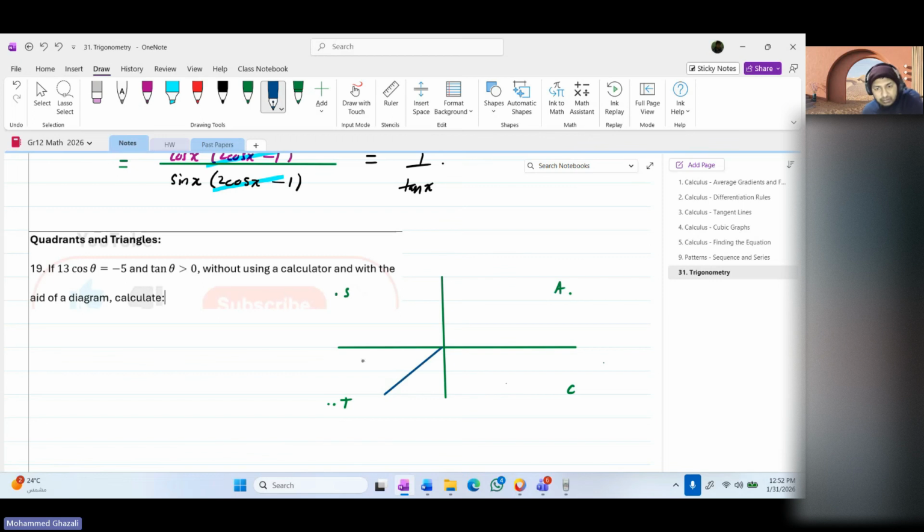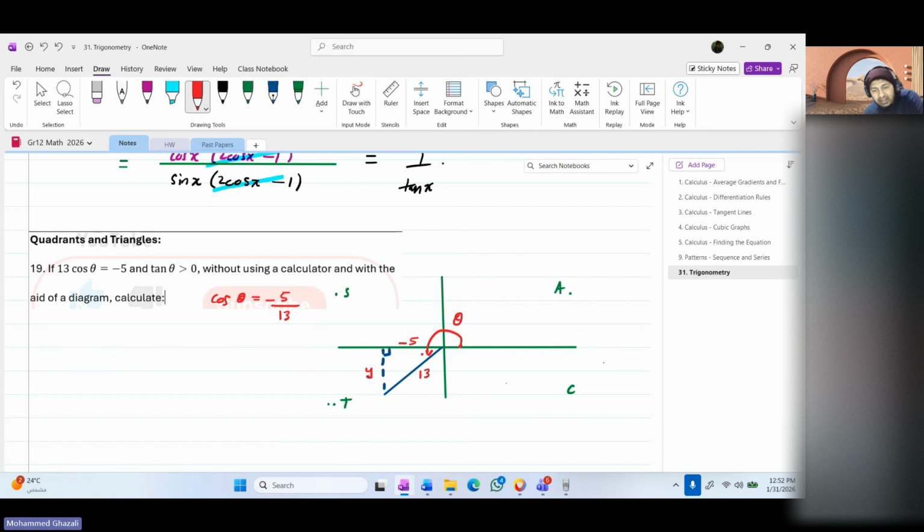Now, when you're drawing a diagram, make sure you drop the perpendicular onto the x-axis. Your reference angle starts from right there. Dot inside, the reference angle is theta. Now, remember what is cos theta? Cos of theta is adjacent over hypotenuse, -5 over 13. So adjacent is -5, 13 is the hypotenuse, and the opposite will be the y value.